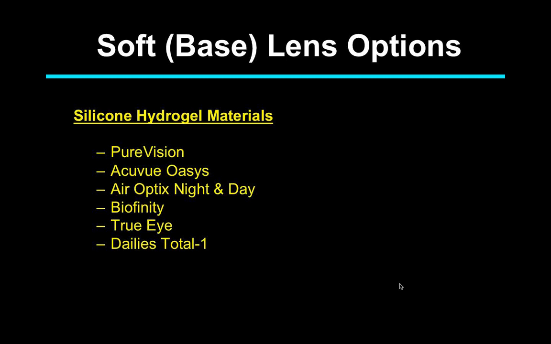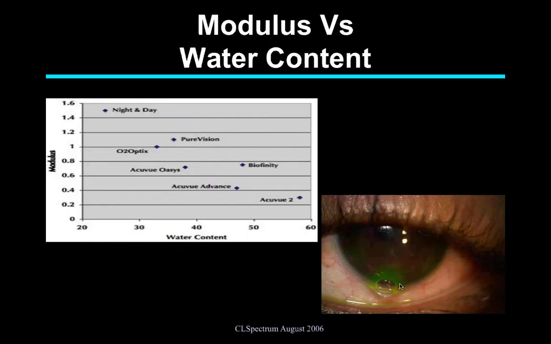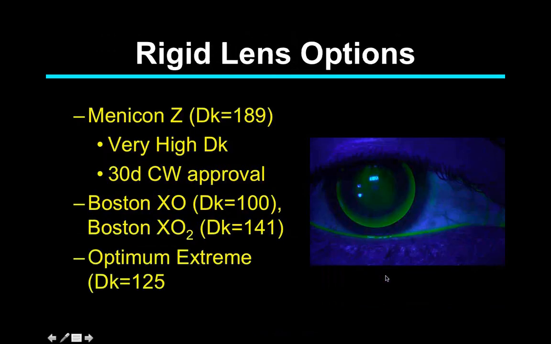The silicone hydrogel materials all work well: PureVision, Oasys, Night and Day, Biofinity, TrueEye, Dailies Total1. Again, high oxygen flux. Be careful with the stiffer lenses. For example, the Night and Day, which still has the highest oxygen permeability or gas exchange through the material, has the highest silicone content, and it's therefore the stiffest lens. So it doesn't drape as well. You want to look for this fluting or buckling effect coming off the cornea, and that's not acceptable. You need something to lay down better than that.